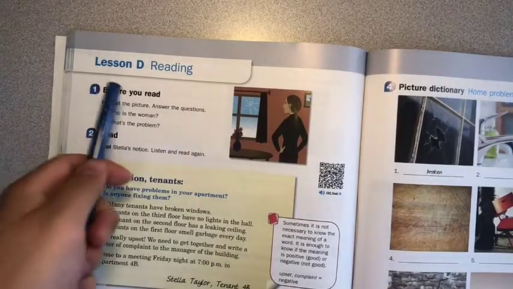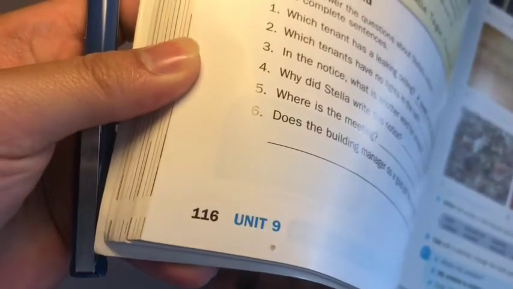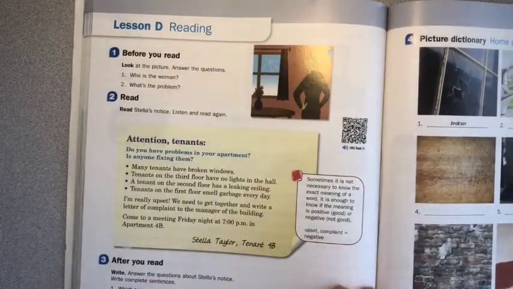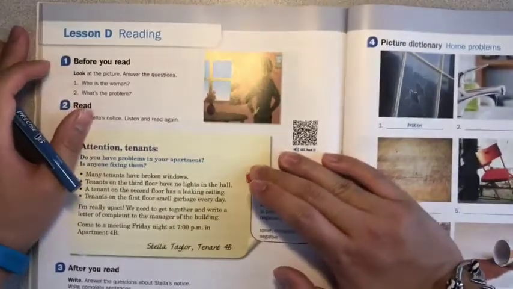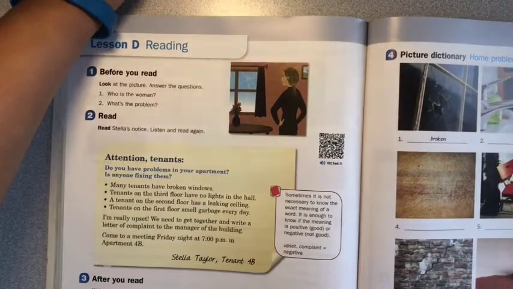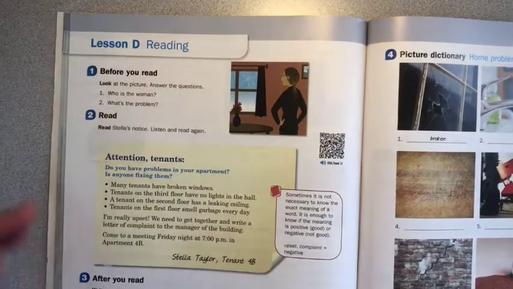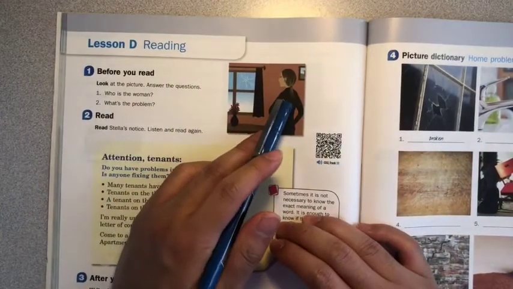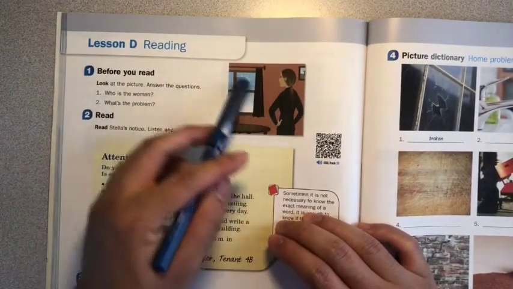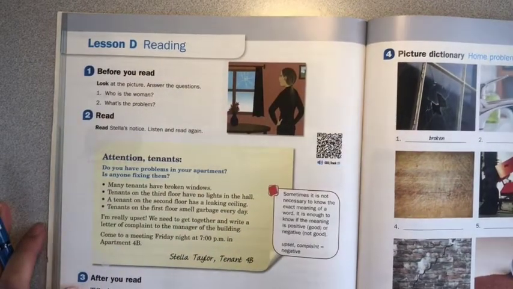Okay, I'm looking at Lesson D in Unit 9. Lesson D is on page 116, page 116. So let's see. We have a picture here. Let me move the light a little so you can see better. So we have a woman here. She looks angry. She's looking at the window. The window is broken. This is a broken window.